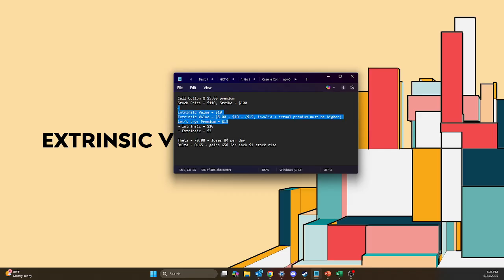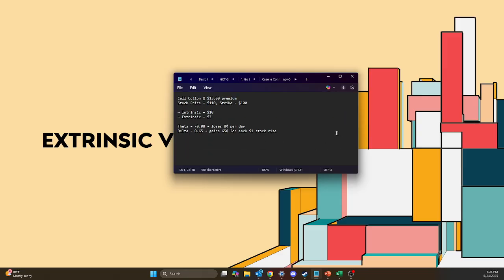Let's just do this and change this to 13 because that's where we were at. And this makes more sense anyway. Okay, so call option is $13 premium. So we know we're paying $1,300 for this premium. It could be months out, could be days out, whatever, right?